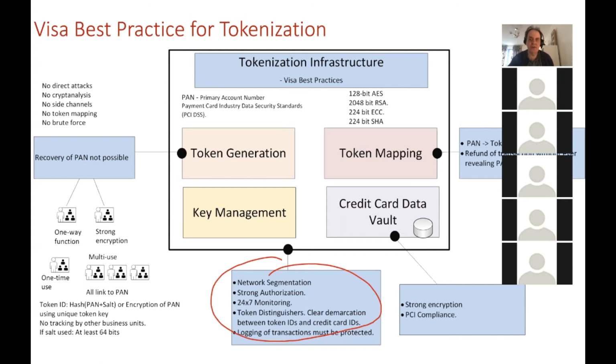We have things like strong network segmentation, so we keep our main tokenization infrastructure off the main network. We make sure that we have strong authorization in there. We have 24/7 monitoring of this infrastructure. We use good token distinguishers so that we can't confuse one token with another. The last thing we want is to take a token in and it looks a bit like another token and we end up making the wrong request for it. And we should be able to log all the transactions that happen within our tokenization infrastructure. So as we saw, we'll have a place where we might keep sensitive credit card details and so on.